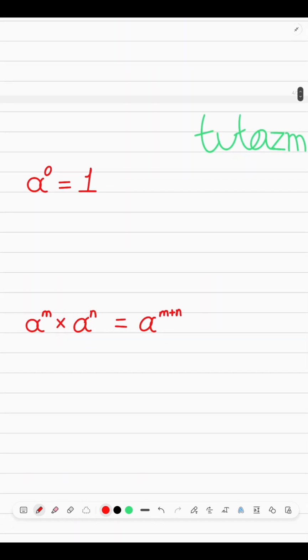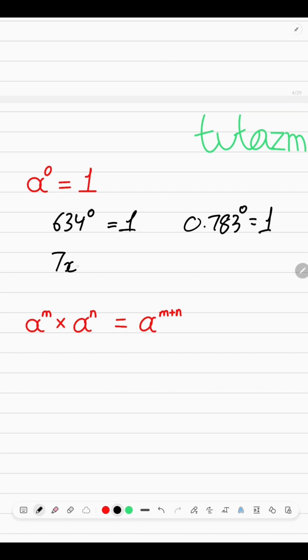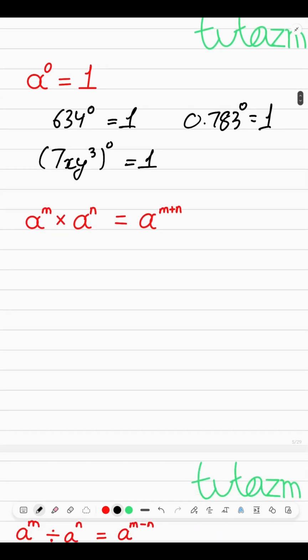The first law of indices that we're going to go through is that any number to the power of 0 is always going to be equal to 1. So say you have 634 to the power of 0, that's going to be equal to 1. 0.783 to the power of 0 is equal to 1. x, x, y cubed to the power of 0 is equal to 1. So any number that you have, if it's raised to the power of 0, is just going to equal 1.